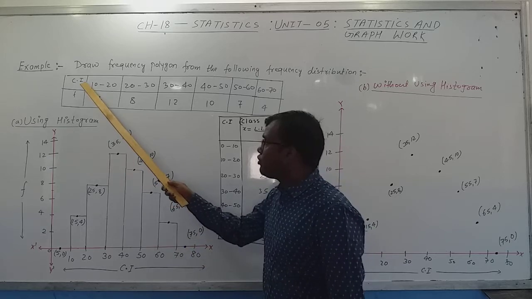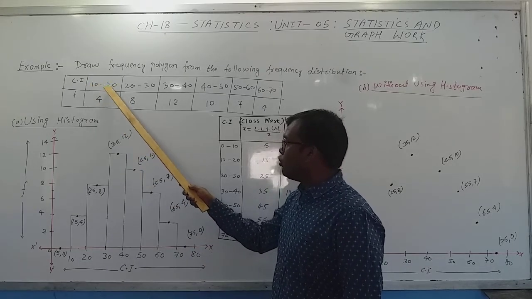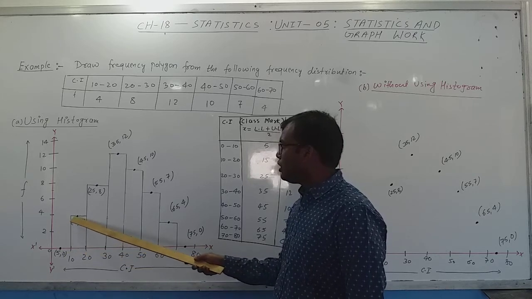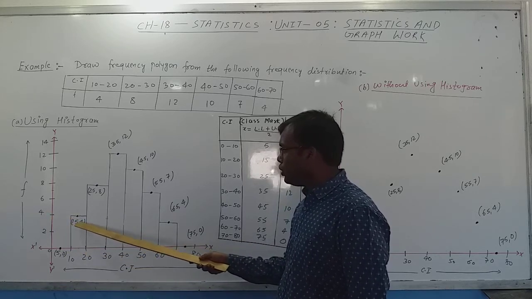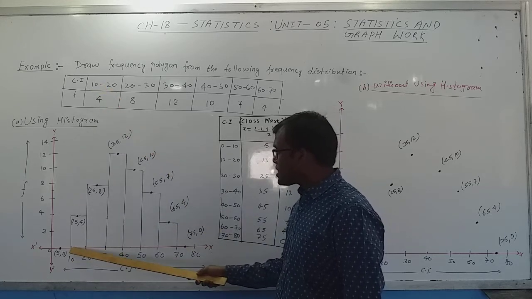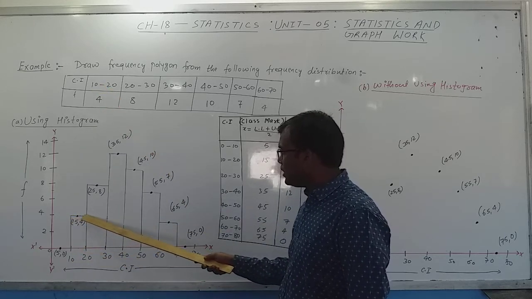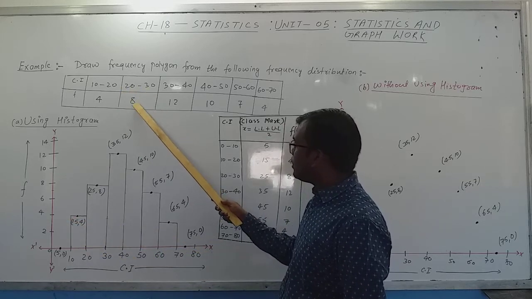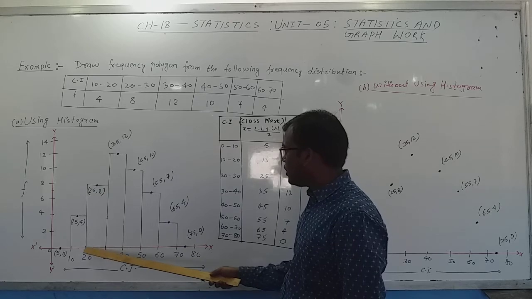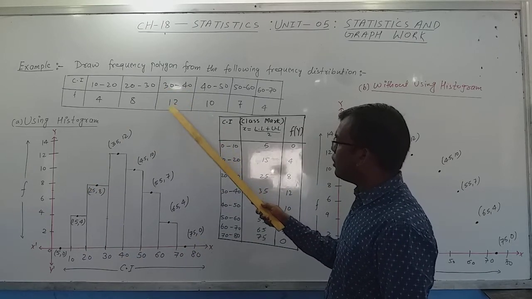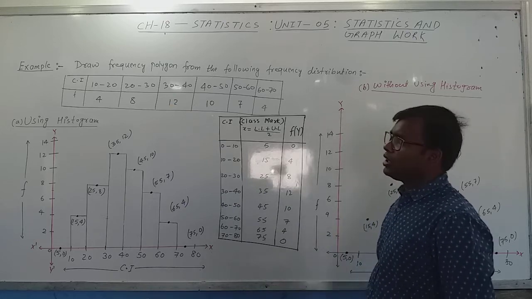Okay, all of you know 10 to 20 is equal to what? 10 to 20 frequency is what? 4. So 4 for the 10 to 20 class interval will lie in this column. Okay. Similarly, 20 to 30, 8. Similarly, 30 to 40, 12. Hope all of you are able to construct the histogram.